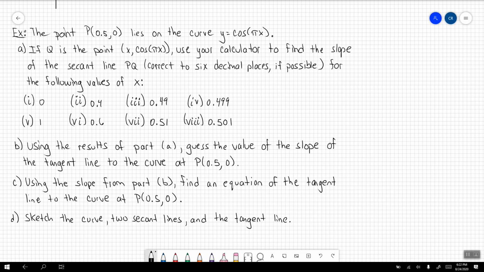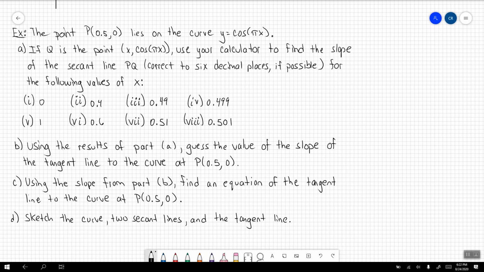So once we have the work done in part A, we should be able to get something fairly close, or we should be able to see a pattern to see how we're going to estimate, or guess, that tangent line or the slope of that tangent line. Then part C, we need to find an equation of the tangent line at the point P. And then finally part D, we're going to sketch a curve, 2 secant lines, and the tangent line. So we got some work ahead of us, and we're going to start the work at this point in time.